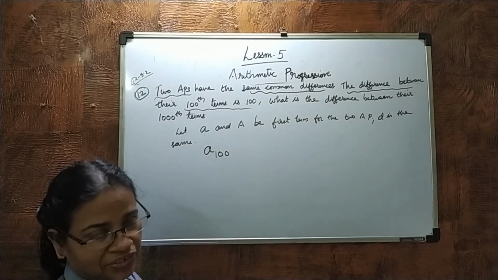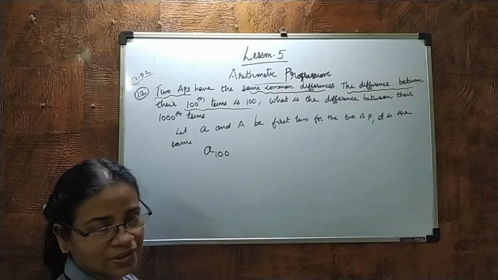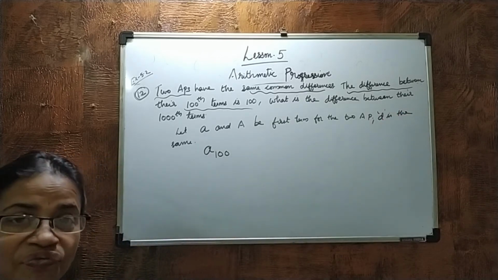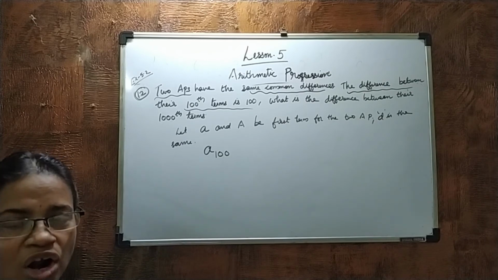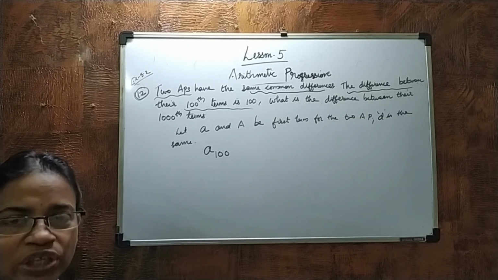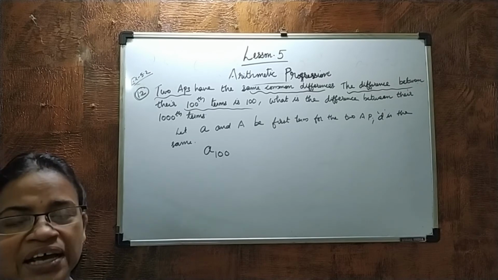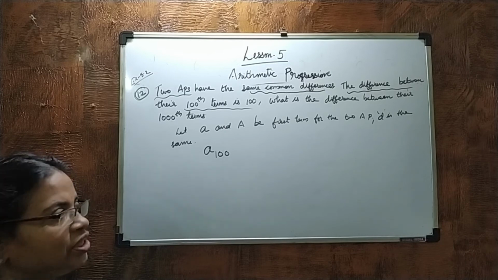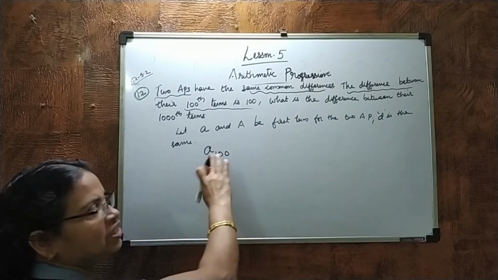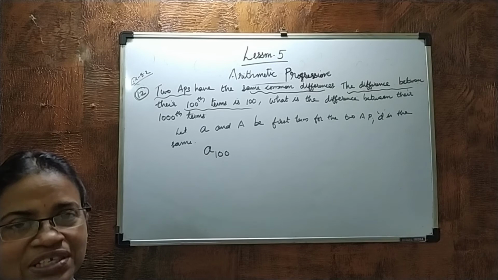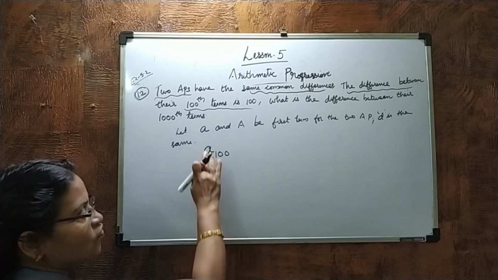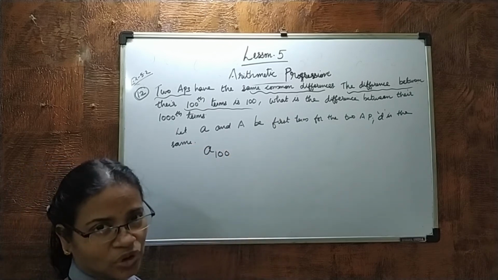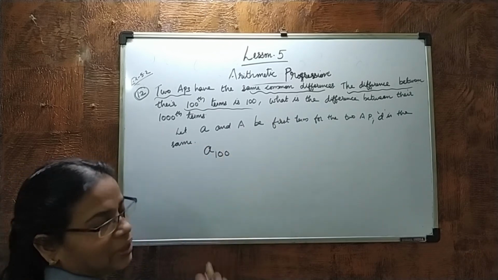Two APs are there, right? And the two APs have the same common difference D, and both of them have a different first term. Always, for an AP, two main things are there: first term and common difference, right? Here they told us the common difference is the same, but they did not tell about the first term. So we take the first term for the first AP as small a, and the first term for the second AP as capital A.